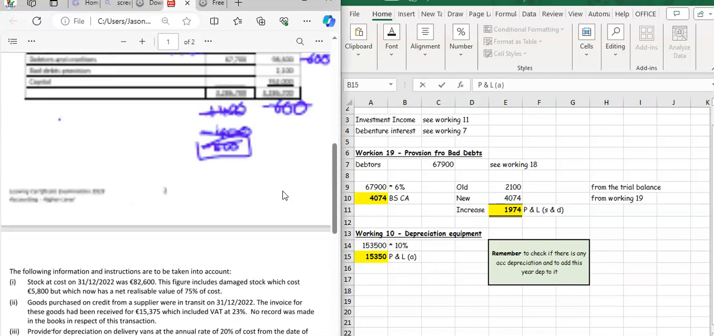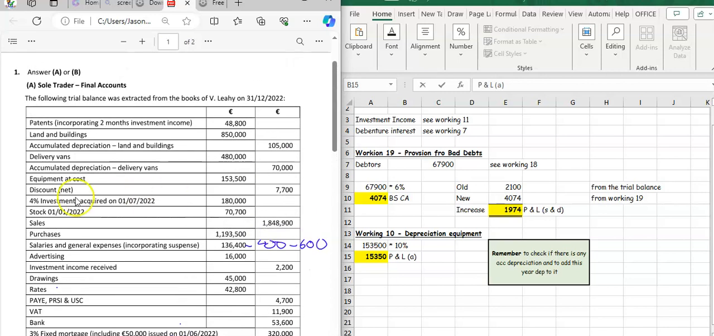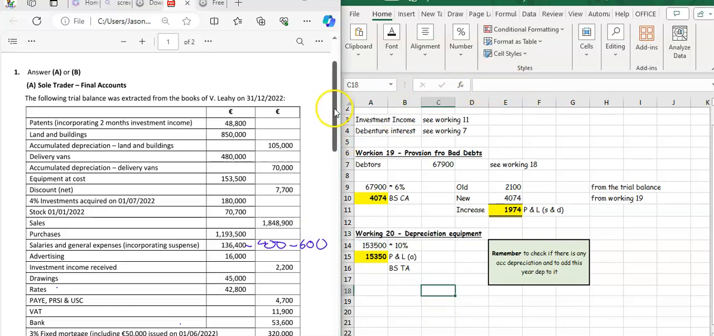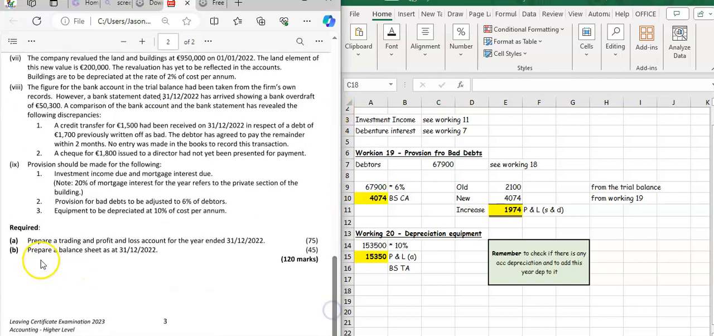Have a look and see what goes. Do we have accumulated depreciation for equipment? And we don't, so it's also going to be the figure that goes into my balance sheet as a tangible asset from accumulated depreciation. If there was accumulated depreciation for equipment there, we'd be adding this figure onto it, and that would be the new figure that goes into your balance sheet as a tangible asset. So that should be working 20. So that's all my workings done for Leahy. Now I can start doing my trading and profit and loss account and my balance sheet.